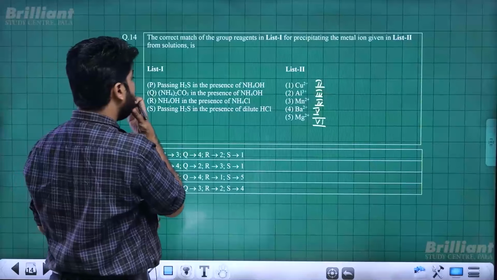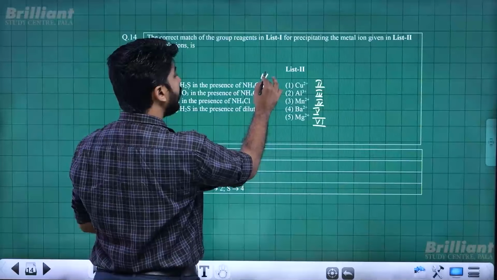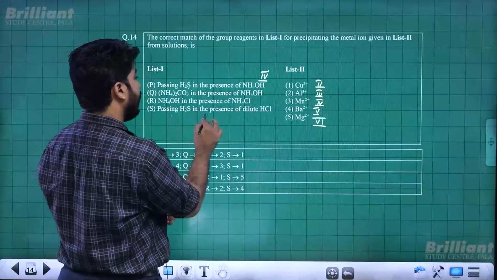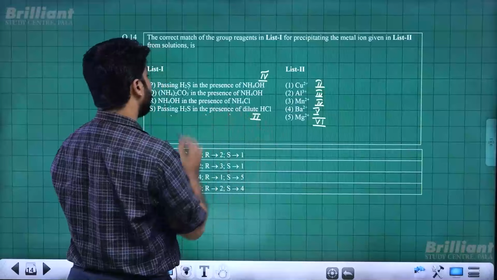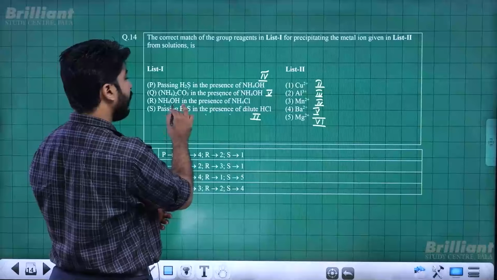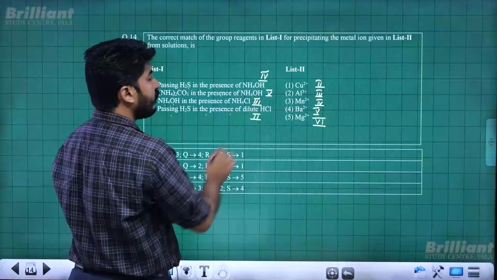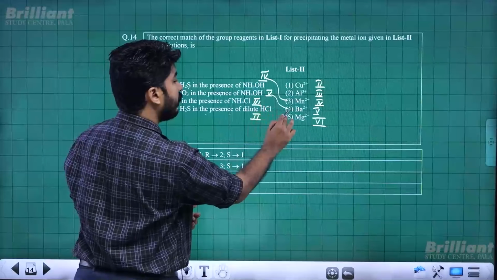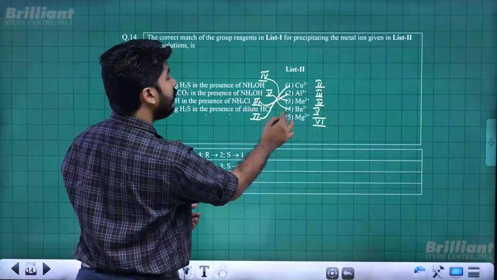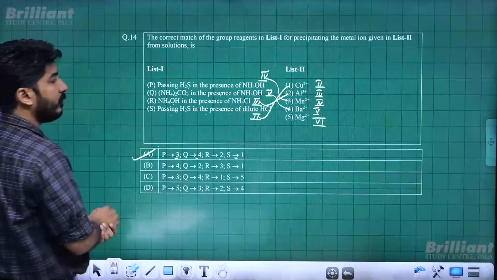Now the reagents in list 1. Passing H2S in the presence of NH4OH is a reagent for group 4, alkaline sulfides. Now acidic sulfides is group 2. Ammonium carbonate in the presence of ammonia is the group 5 reagent, and ammonium hydroxide in the presence of ammonium salt is going to be the third group reagent. So 4 matches with this, this is going to 4, that is matching with 2, and this is matching with 1. So 3, 4, 2, 1 is the correct combination. Option A is going to be correct.